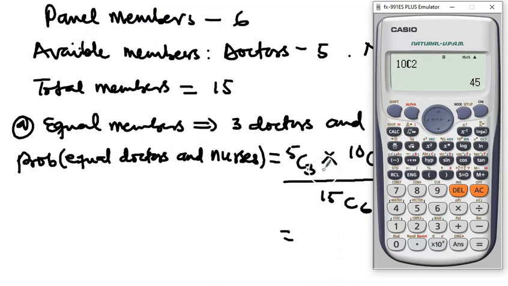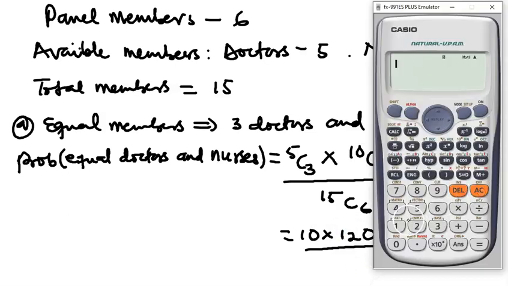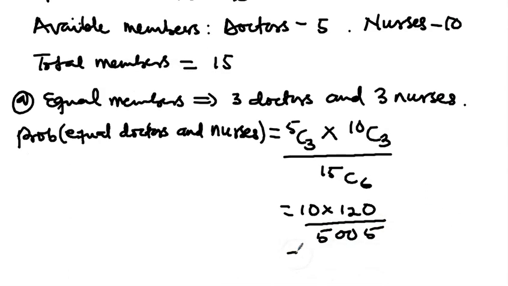Let's use our calculator. For 5 combination 3, you can use the calculator: shift, then the combination is here, 5, 3. Times 10 combination 3. So we have 10 combination 3 is equal to 120. Then 15 combination 6 is 5,005. So we have 1,200 over 5,005. Now when we convert it to decimal, we have 0.239760.